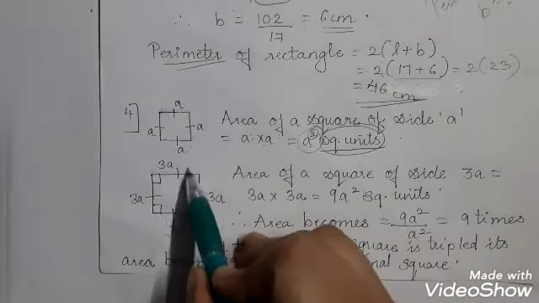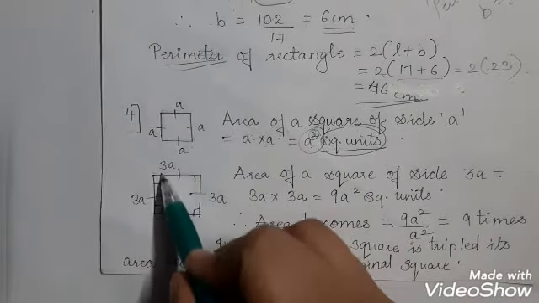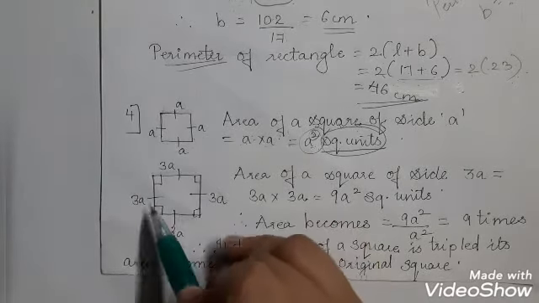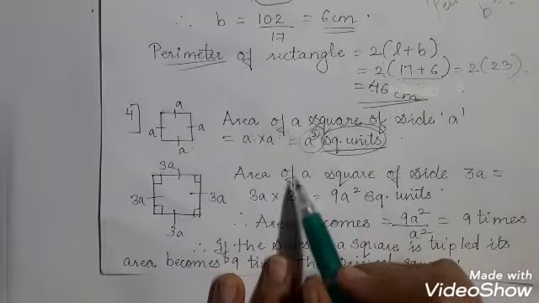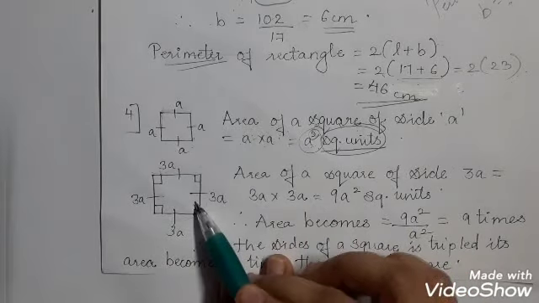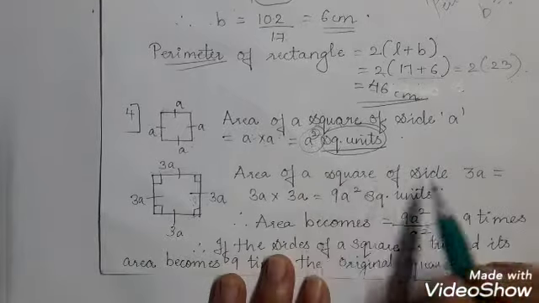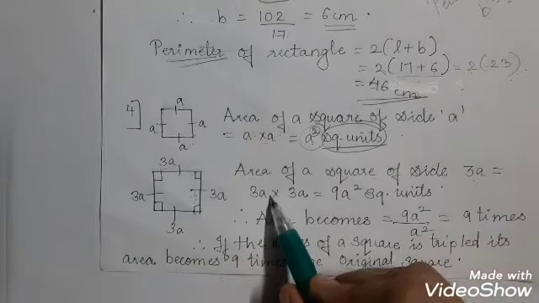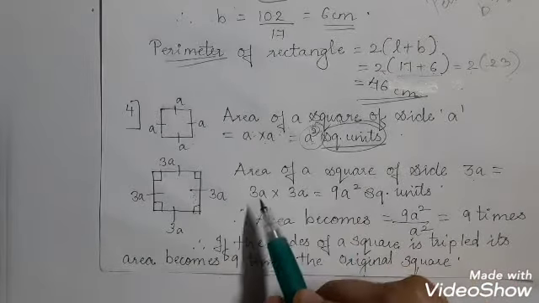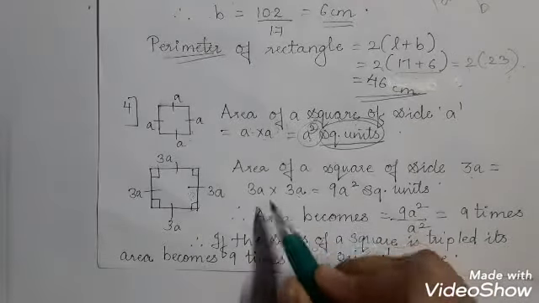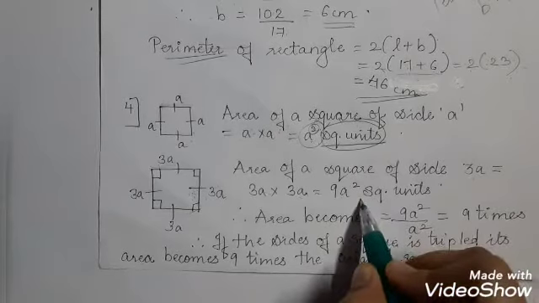Okay, so the side of the square is multiplied 3 times. So each side is 3a, 3a, 3a and 3a. I will find the area of the new square. Area of a square of side 3a is equal to, what is the formula? Side squared. So 3a into 3a, which is equal to 3 3s are 9, a into a is a square.